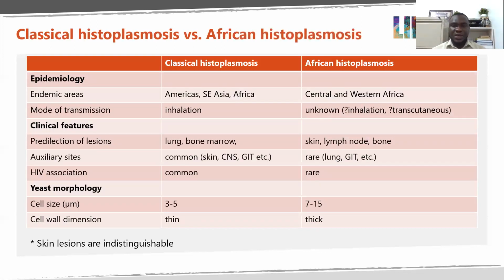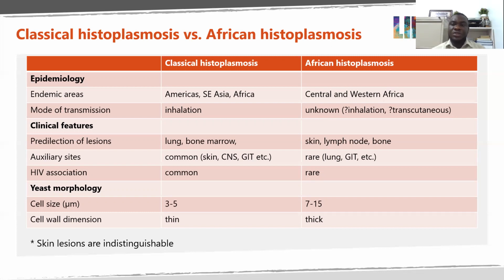So the epidemiology, clinical features, and laboratory characteristics differ between the two forms of histoplasmosis in humans. With classical histoplasmosis, even though it's more common in America, it has a global patchy distribution. It's also quite often seen in Southeast Asia and is common in Africa as well. The pathogenesis is quite clear. Inhalation is the infection route, and it tends to affect the lungs more, and sometimes bone marrow, and other ancillary sites include the skin and central nervous system. It's mostly associated with immunosuppression, mostly HIV, and solid organ or stem cell transplants. In the lab, the cells tend to have a smaller size, between 3 to 5 micrometers, and their cell walls are thin.